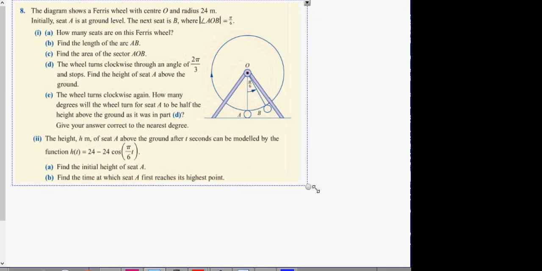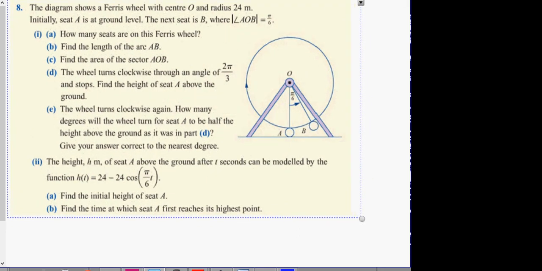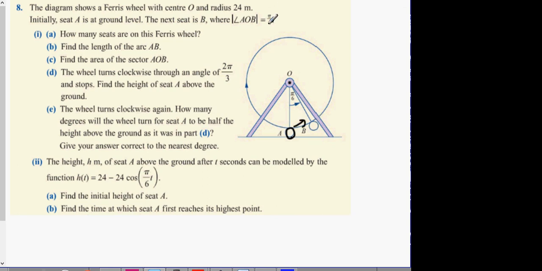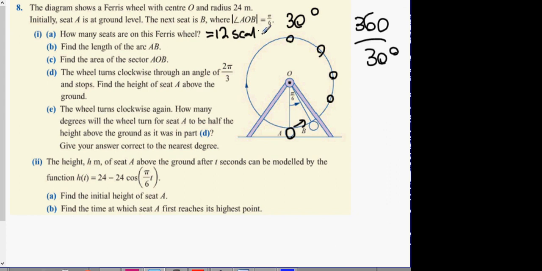The diagram shows a Ferris wheel with center O and radius 24 meters. Initially, seat A is at ground level. The next seat B is up anti-clockwise at an angle pi over 6. Pi over 6 is what, guys? 30 degrees. How many seats are on the Ferris wheel? Well, the full wheel will have all the points equally spaced out at 30 degrees. So 360 divided by 30 degrees gives us 12 seats. So there's 12 seats on this Ferris wheel.